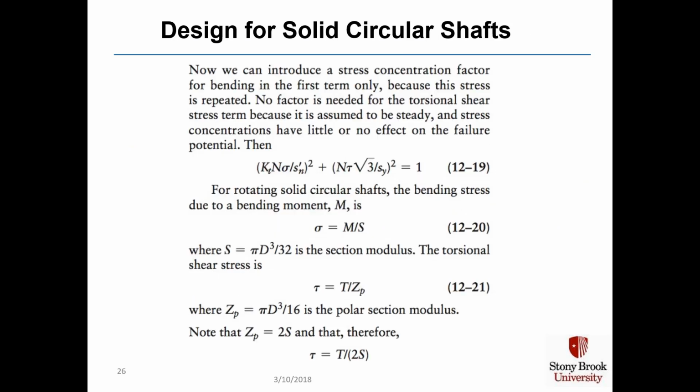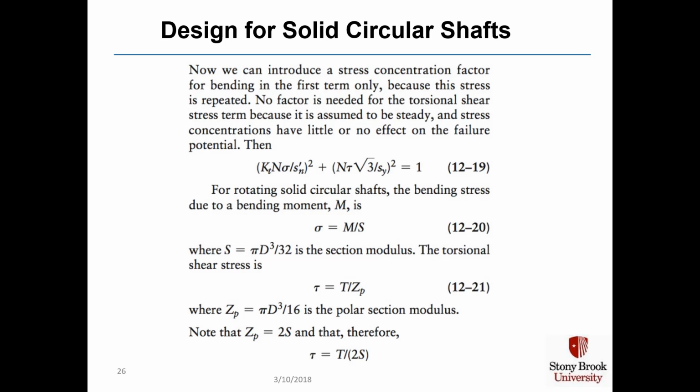We can introduce a stress concentration factor for bending in the first term only, because no stress concentration factor is needed for torsional shear because it's assumed to be steady. So substituting Kt into the prior equation, we get what you see in equation 12-19.